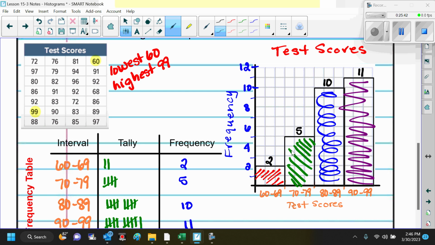Remember, notice that we have equal intervals on the x-axis. The frequency, an appropriate scale for the y-axis. We have a title and label for each of the axes and the histogram. When we create the boxes, there are no spaces between the bars. No spaces between the bars. And that's it.